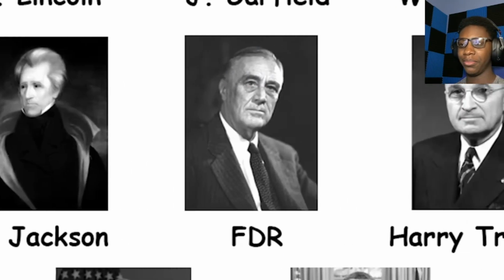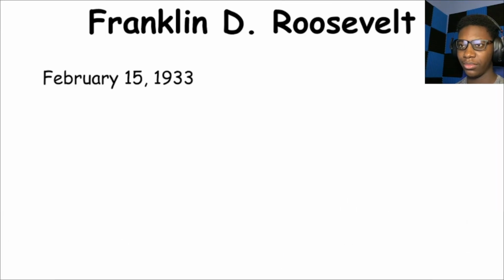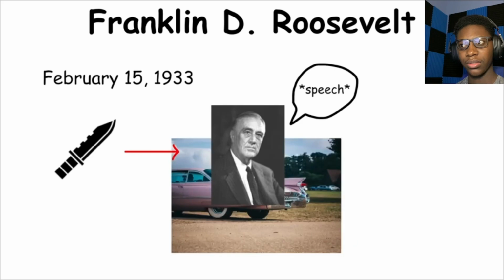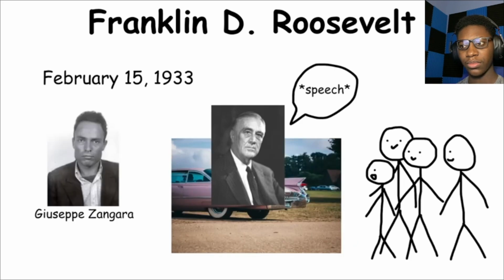Franklin Delano Roosevelt. On February 15, 1933, an assassination attempt was made on President-elect Franklin Delano Roosevelt in Miami, Florida. Roosevelt was giving a speech from the back of a car to a crowd when an Italian immigrant named Giuseppe Zangara fired several shots at him.